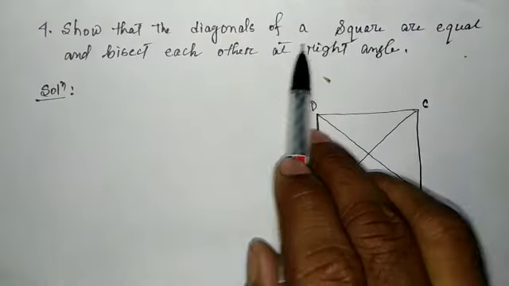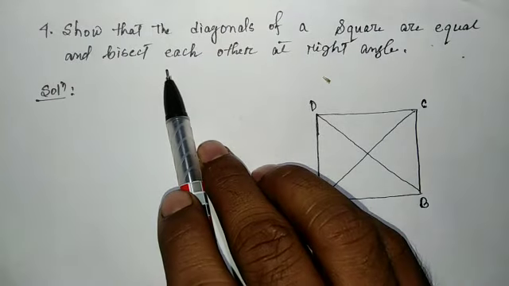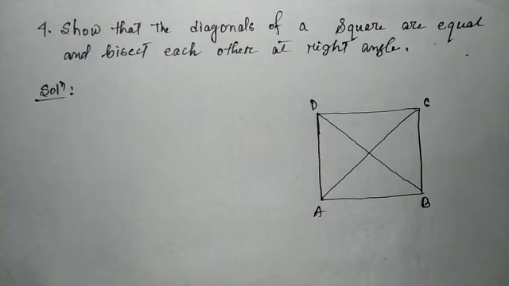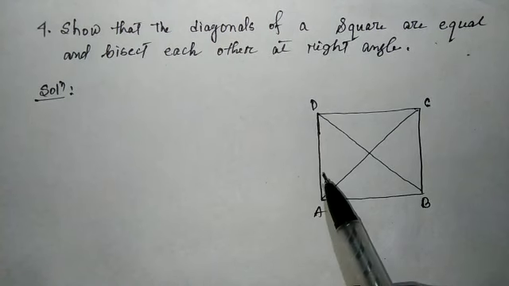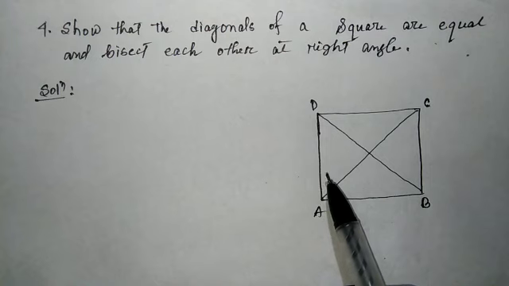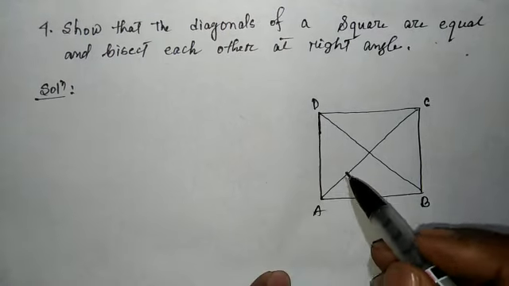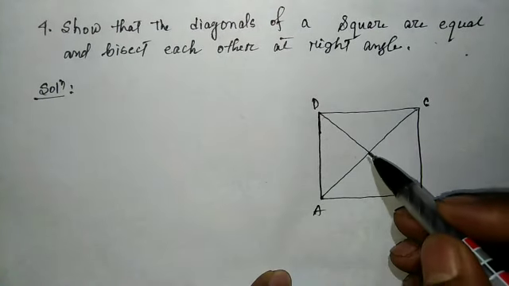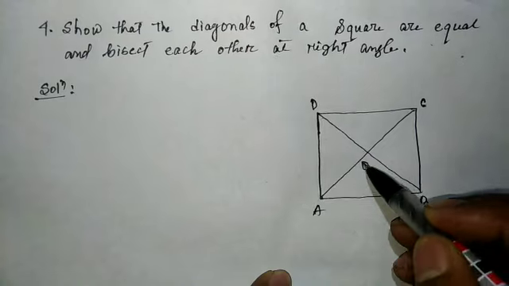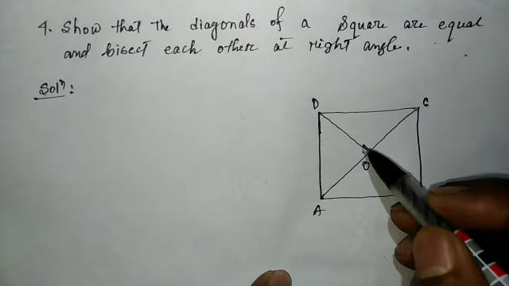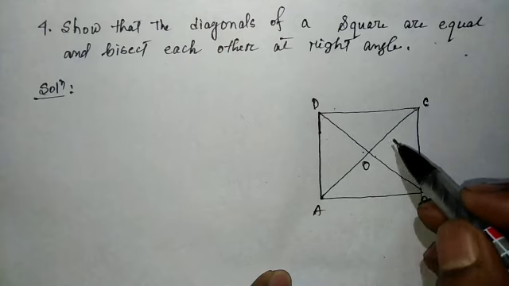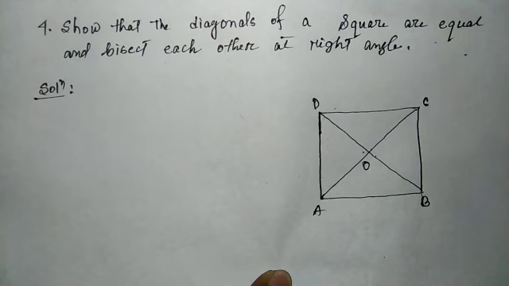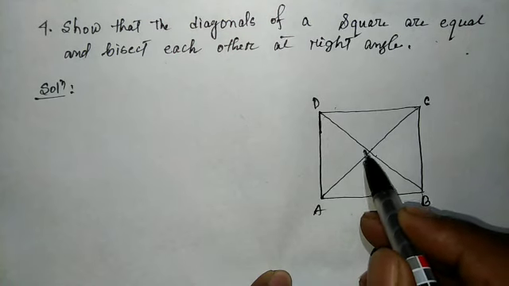Show that the diagonals of a square are equal and bisect each other at right angle. Now it is said that in a square the diagonals are equal and they bisect each other at right angle. So we have to prove that AC is equal to BD, the diagonals, and they bisect each other. That means AO is equal to CO, BO is equal to OD, and then we have to prove that they bisect each other at right angle.